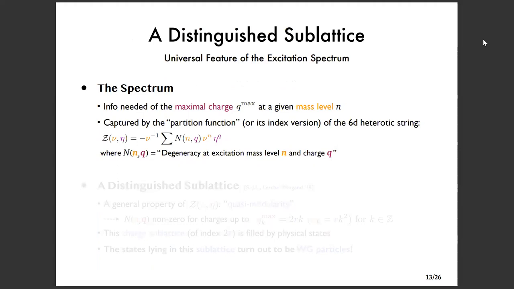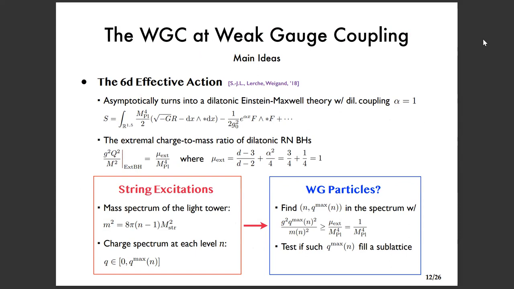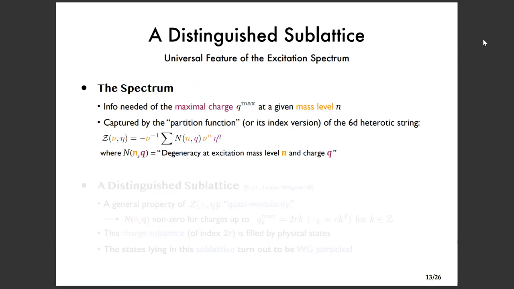So for this purpose, we just need to understand Q max as a function of the mass level n, i.e. we need to know the upper bound for the charge for a given mass level. Such information is naturally captured by the partition function of the six-dimensional heterotic string, which is the generating function for the excitation degeneracies. And for a given mass level n, we just need to extract the maximal U(1) charge Q for which this degeneracy is non-zero. So that's the Q max.